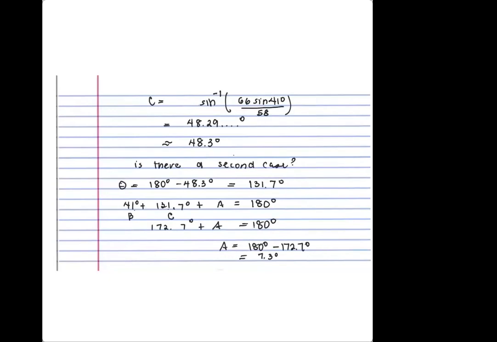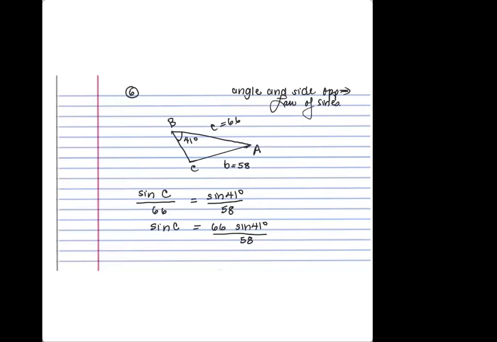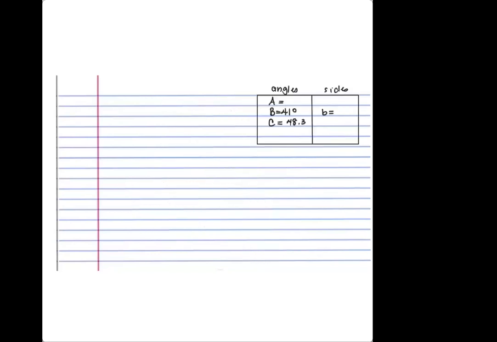All right, so we know B is 41. We know we got one value of C, which was equal to 48.3. And then A we don't know. We know that little b is equal to, I think that was the 58 one, wasn't it? Looking back at my picture, 58 and 66. And then I already know that I'm going to have a second case.